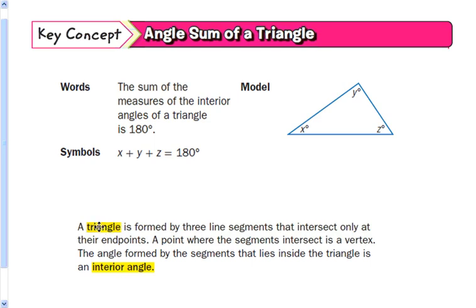So if you want to highlight these two vocabulary words, you need to know this. Hopefully everybody knows what a triangle is. Okay, it's formed by three line segments that intersect at their endpoints. So what they're saying is each side is actually a line segment. Okay. The angles formed by the segments that lie inside the triangle are your interior angles. Okay, just like what we learned before. Interior means inside. So these three angles right here are on the inside, and together their sum will always be 180.